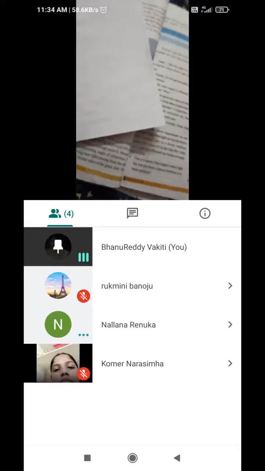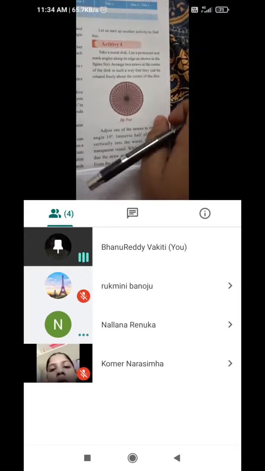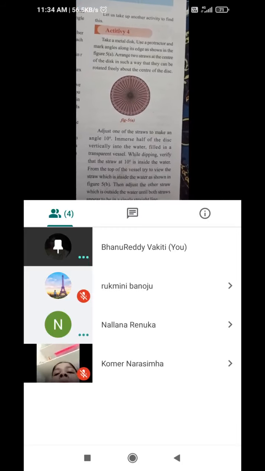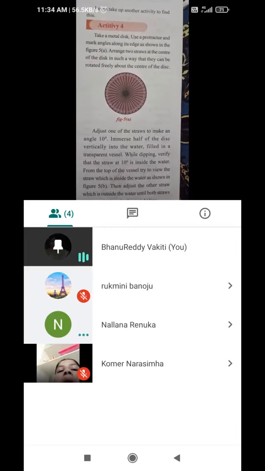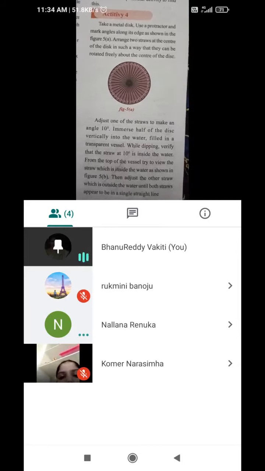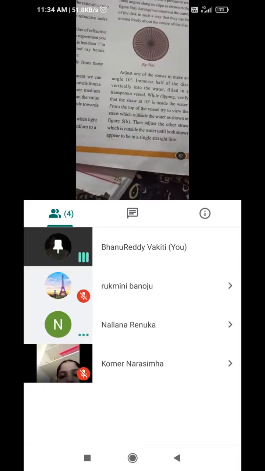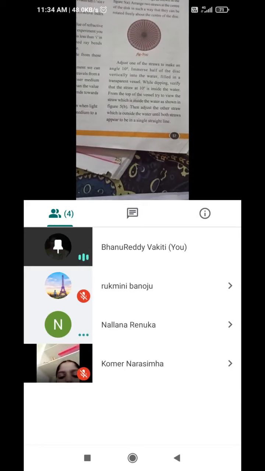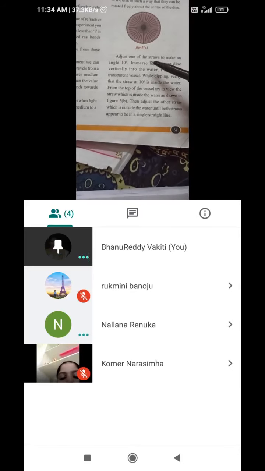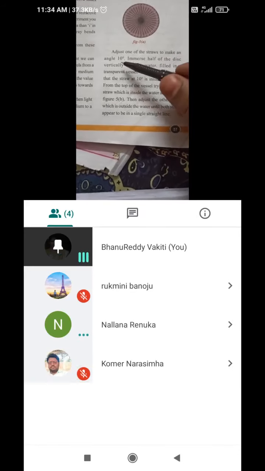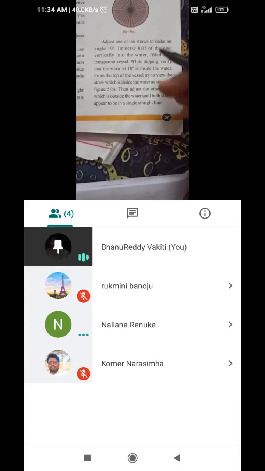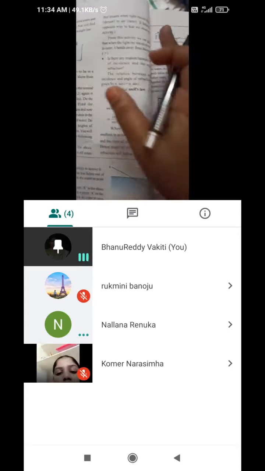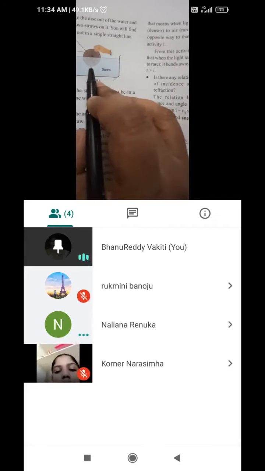And next, coming to another activity, here we need to understand, we are taking the same protractor as in the previous one, and here we need to change the medium. From denser to rarer, we need to take denser to rarer. So adjust one of the straws to make an angle of 10 degrees. Immerse half of the disc vertically into the water. Here we are dipping half of the disc into the water.